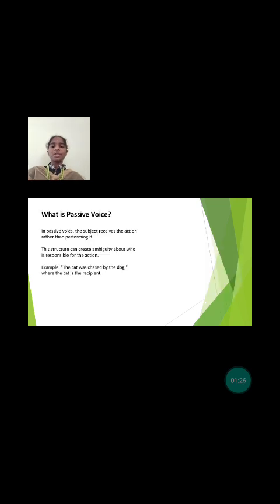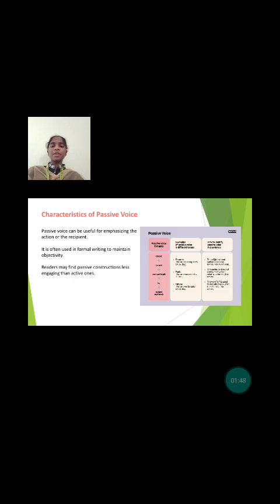What is the passive voice? In passive voice, the subject receives the action rather than performing it. This structure can create ambiguity about who is responsible for the action. For example, the cat was chased by the dog, where the cat is the recipient.